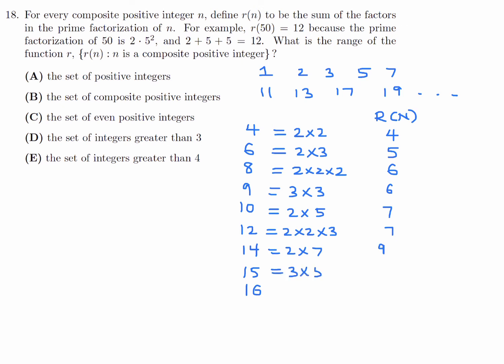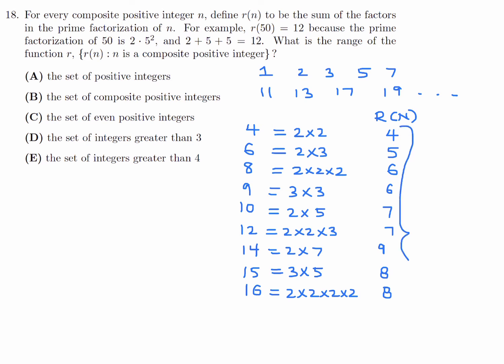15 is 3 times 5 when you break it up, and when you add those, you get 8. 16 is 2 times 2 times 2 times 2, and when you add those, you get 8. Okay, I think we have a pretty good list here. Let's look at the answer choices, see how many we can eliminate.